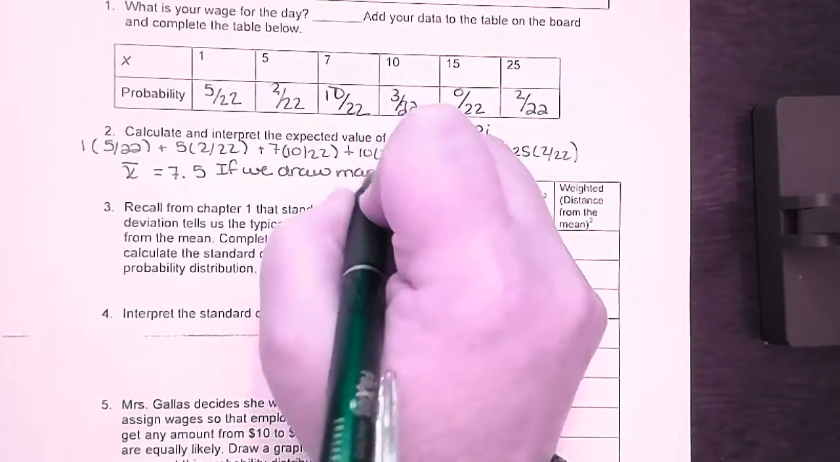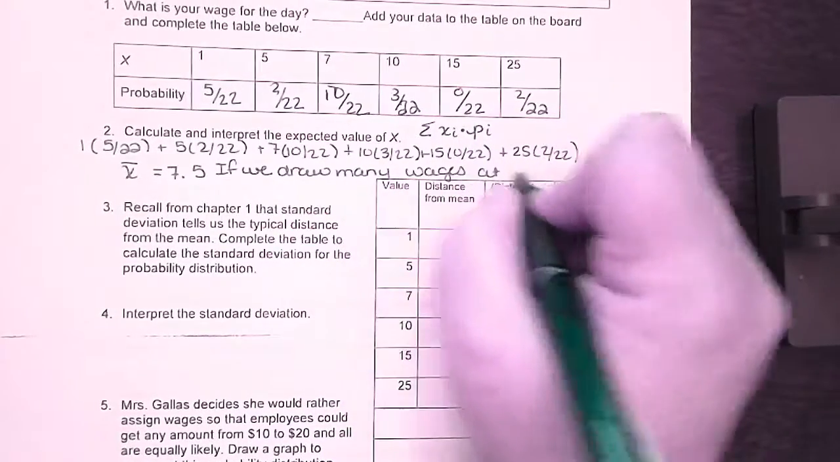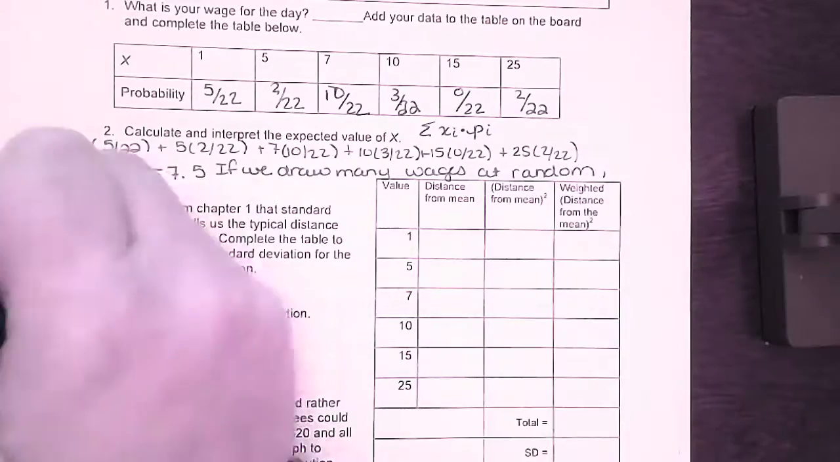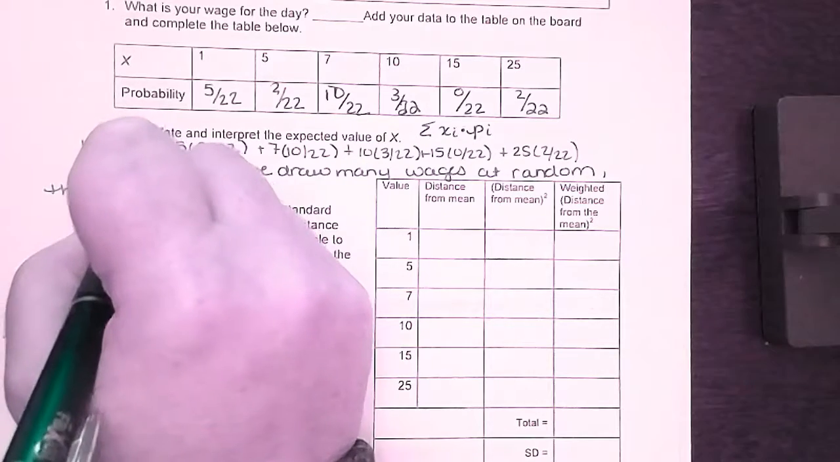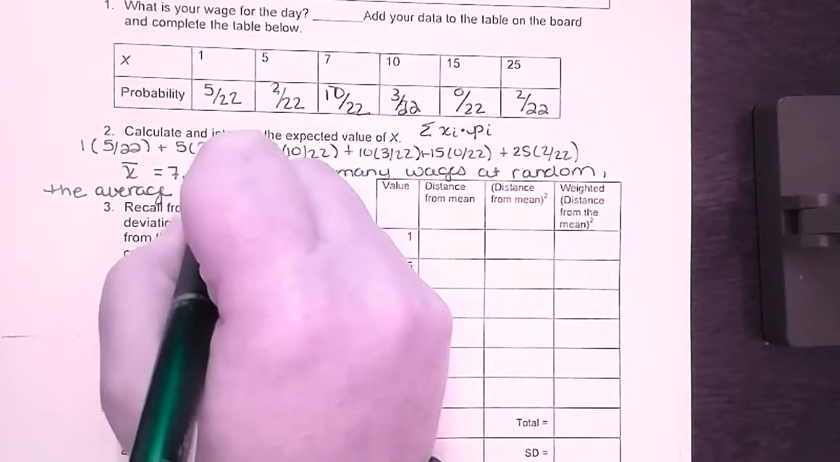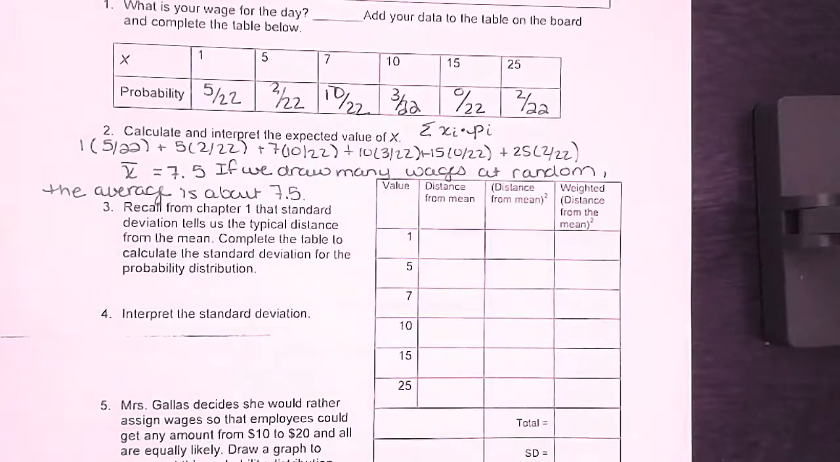All right, and then to interpret that, if we draw many wages at random, the average wage would be about $7.5.